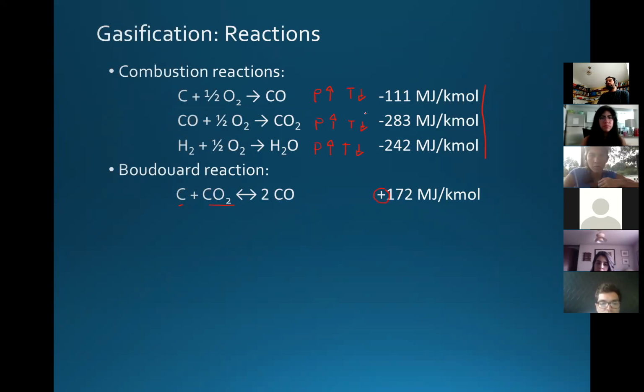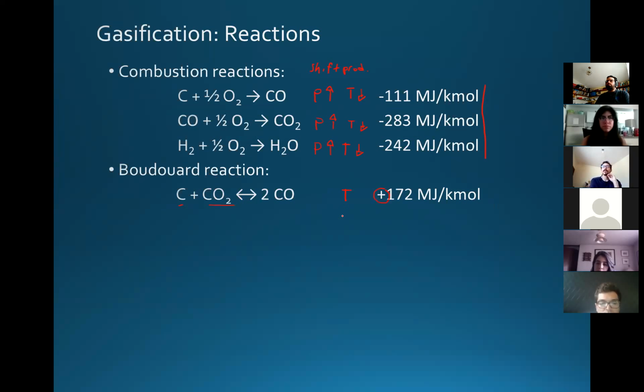Okay. And what happens in the Boudouard reaction? This one is an endothermic reaction. So in an endothermic reaction, to shift the reaction to the products, we need high temperatures, right? We need to raise the temperature to give energy to the reaction for the reaction to happen. And for the pressure, in this case, it doesn't matter at all because we have 2 moles of gas in the reactants and 2 moles of gas in the products. So if we change the pressure, it's not going to do much in that particular reaction.